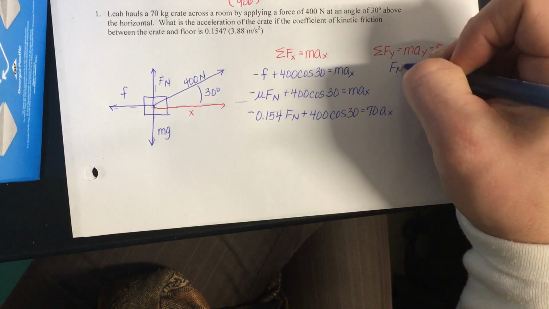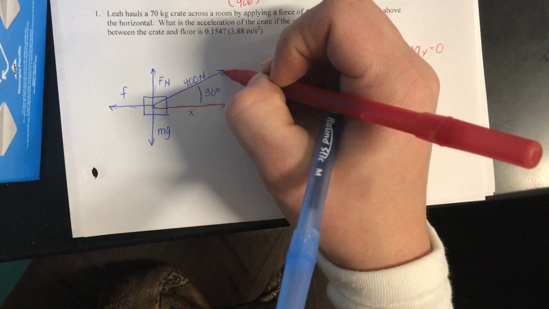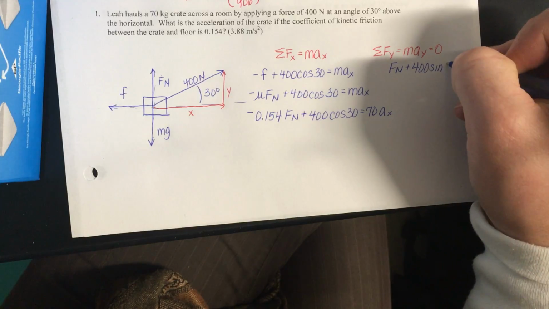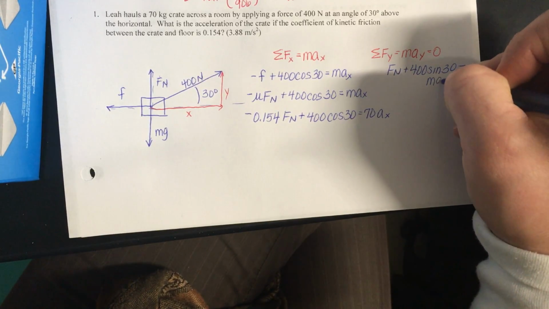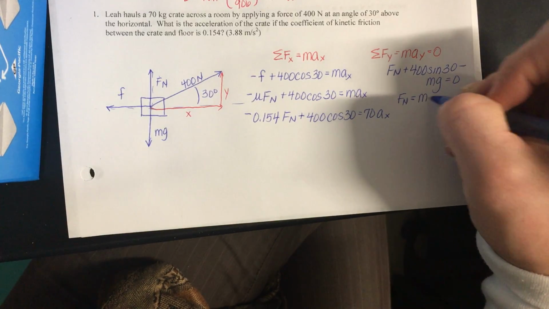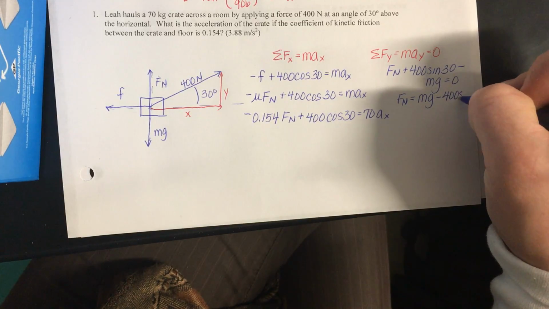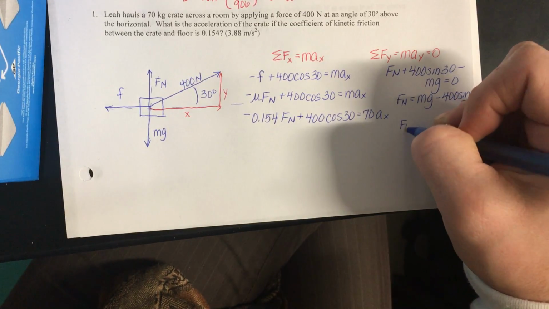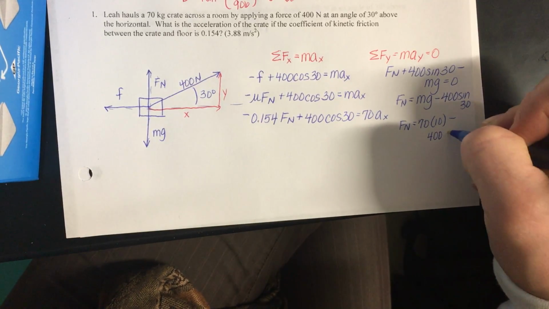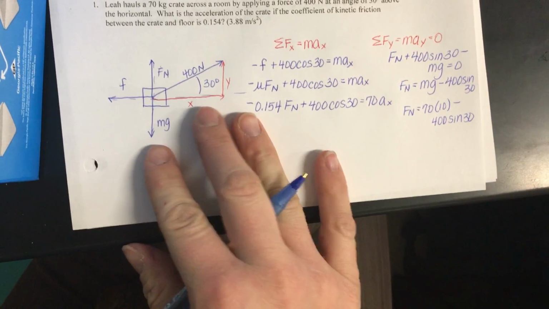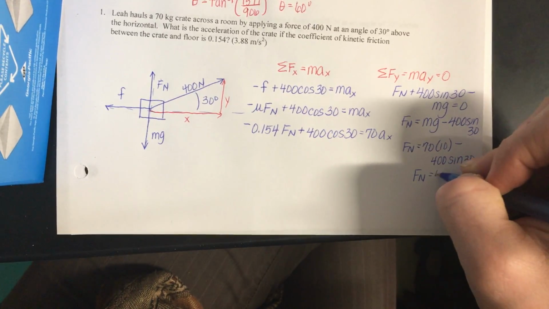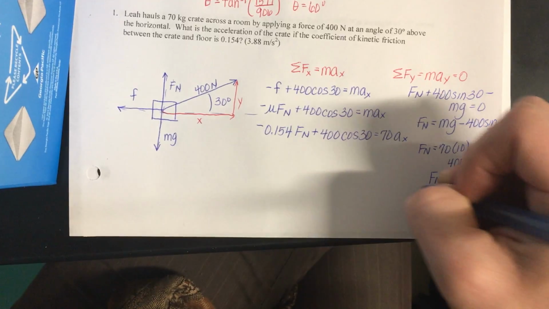So in the y direction, we've got the normal force plus the y component of this force minus gravity equals 0. So Fn is equal to mg minus 400 sine 30. And now we can plug in the mass, gravity, and when you solve for Fn in this question, you get 500 newtons. This is going to go over here.